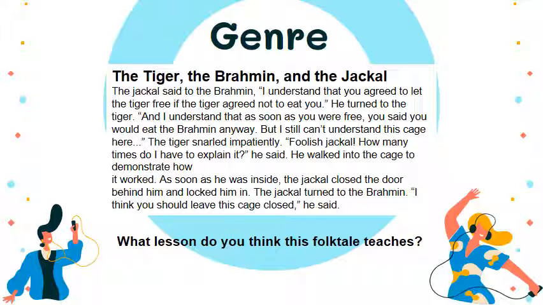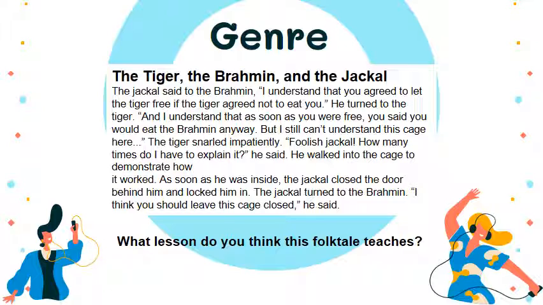"Foolish jackal, how many times do I have to explain it?" he said. He walked into the cage to demonstrate how it worked. As soon as he was inside, the jackal closed the door behind him and locked him in. The jackal turned to the Brahmin. "I think you should leave this cage closed," he said. So think of it. What lesson do you think this folktale teaches you?